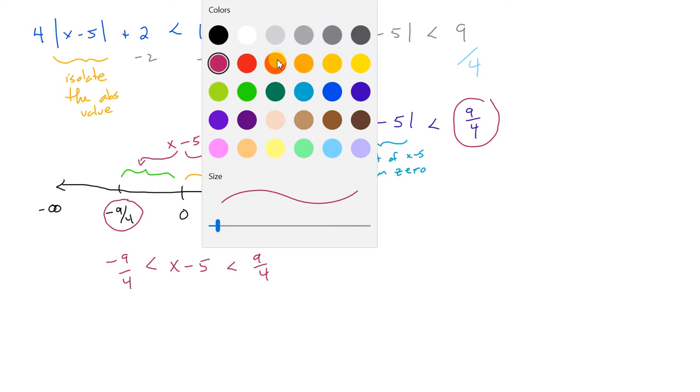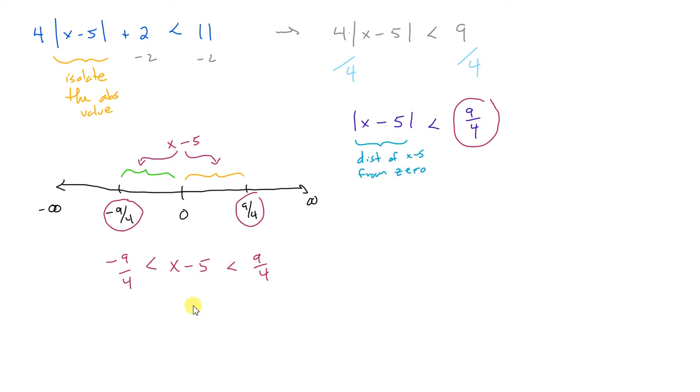So how do I get rid of the minus 5? I'm going to add 5 to both sides. And really we have 3 sides to this inequality. We have the middle and then we have the two ends. So I'm going to add 5 to all of these quantities.